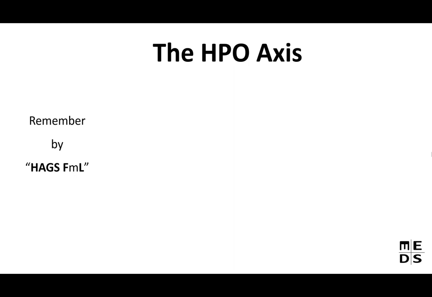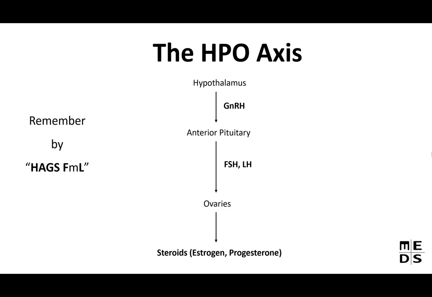So as we just did the mnemonic, which is going to be HAGS FML, you're going to have the hypothalamus. This is located in the center point of your cranium or your brain. What it's going to do is release GnRH, and this is going to stimulate the anterior pituitary to release FSH and LH. These are going to travel down to the ovaries, and they're going to end up stimulating the ovary to spit out steroids, which is going to be estrogen and progesterone.